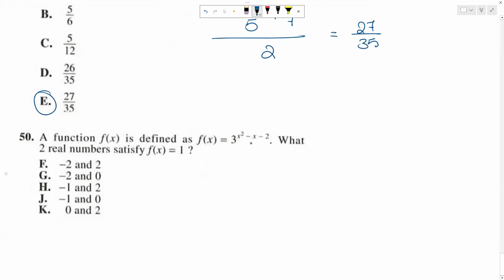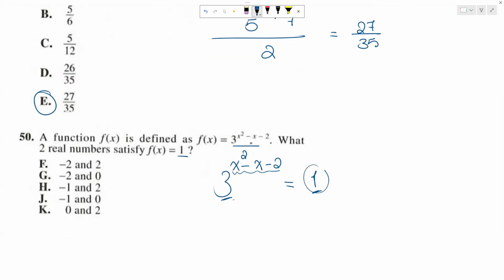The function this, what two real numbers satisfy this? So I'll write f of x is equal to this and it's equal to that. So I'll make them equal to each other. 3 to the power x squared minus x minus 2 is equal to 1. Now, one of the very important things to notice is that in any equation where the variable is in the power, we need to make the bases equal to each other. Meaning we can't solve unless these two bases are equal to each other.